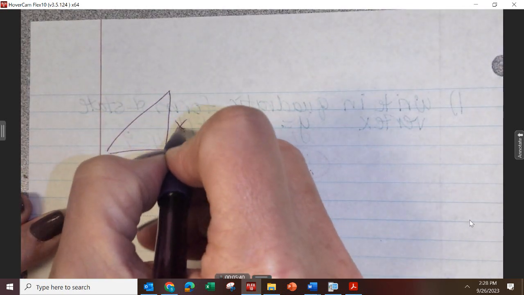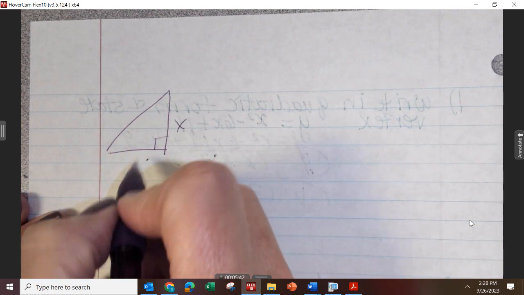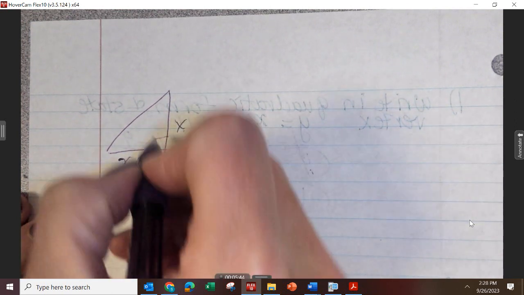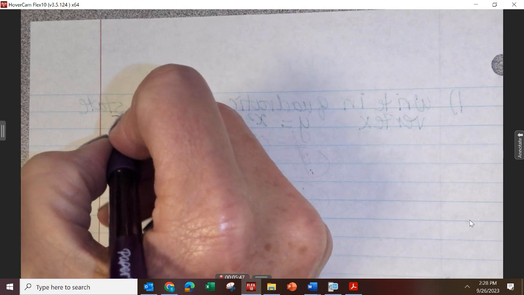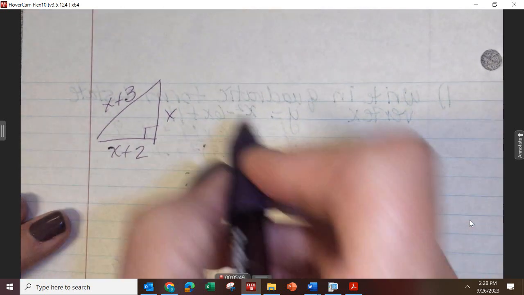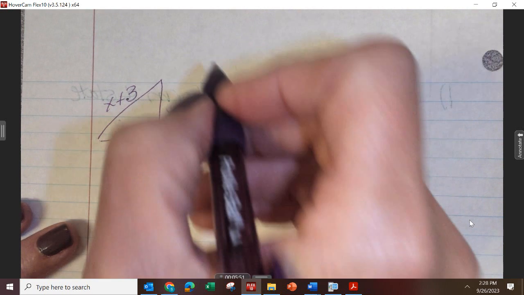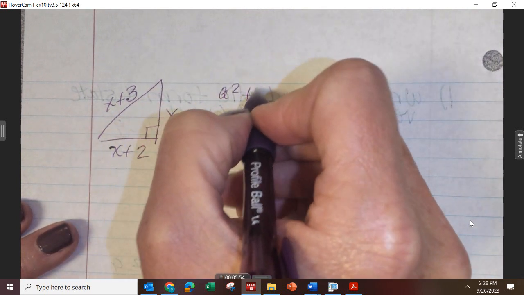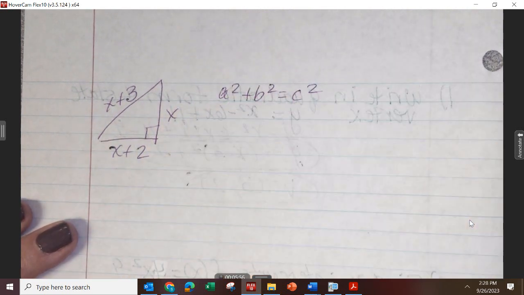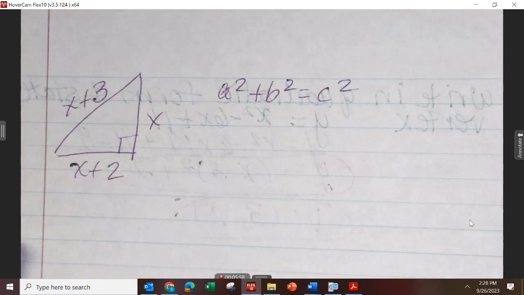I'm going to call this the shortest leg, it's x. What was the other one? X plus 2. And what's the hypotenuse? X plus 3. So now if I want to find out what x is, I have to use a squared plus b squared equals c squared. I have to use the Pythagorean theorem.